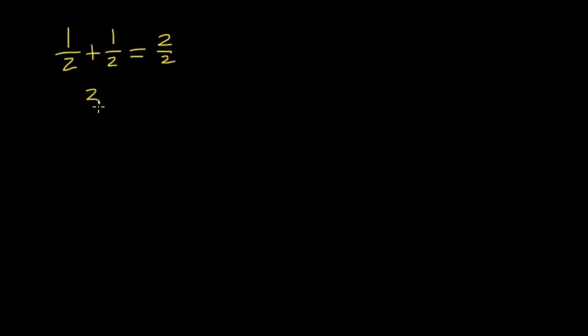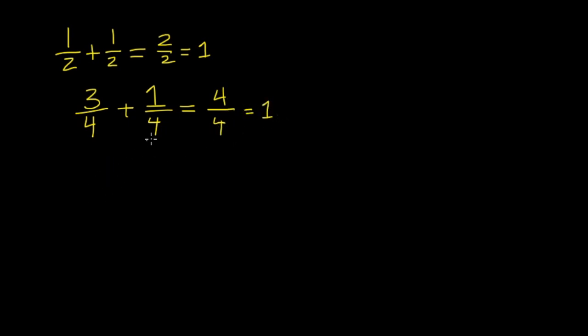Let's say I have 3/4 plus 1/4. The denominator doesn't change, but the numerator, I add them. I use the operation here and I add them. 3 plus 1 is 4. And as we know from before, 2/2 is equal to 1. 4/4 is equal to 1.